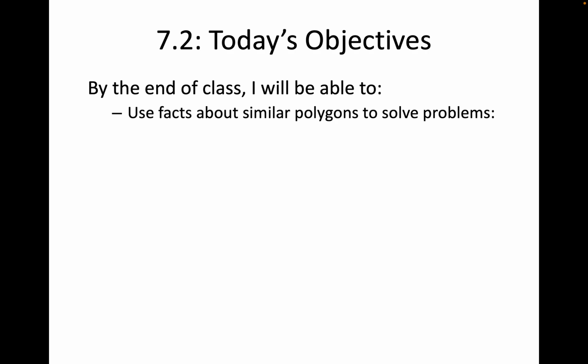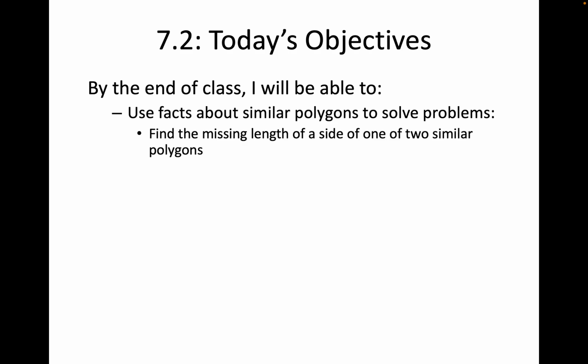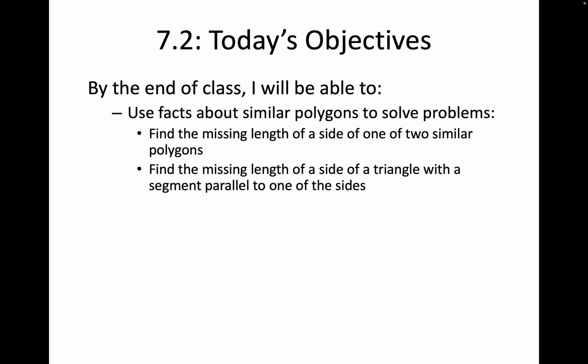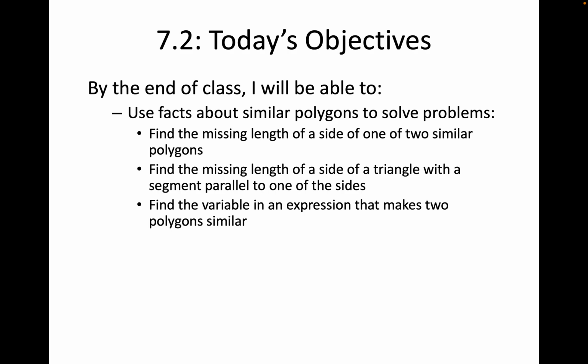All right, so by the end of the day, you'll be able to use the facts we're going to learn about similar polygons to solve problems. You'll be able to do the following things. To find the missing length of a side of one of two similar polygons, to find the missing length of a side of a triangle with a segment parallel to one of the sides, and finally, to find the variable and expression that makes two polygons similar.